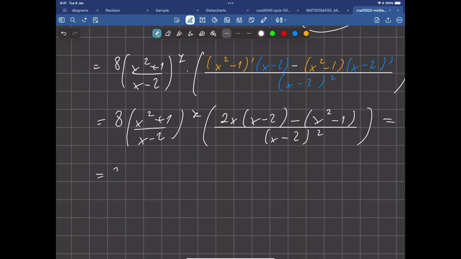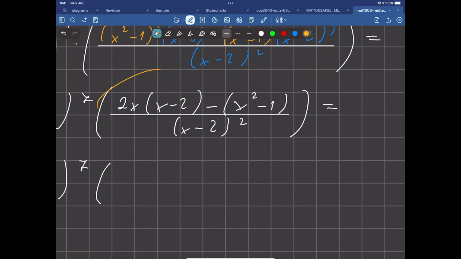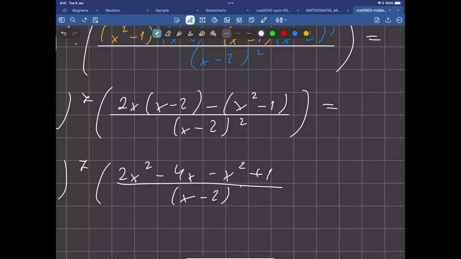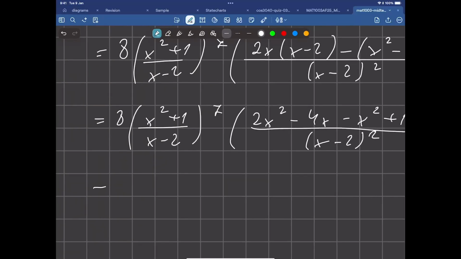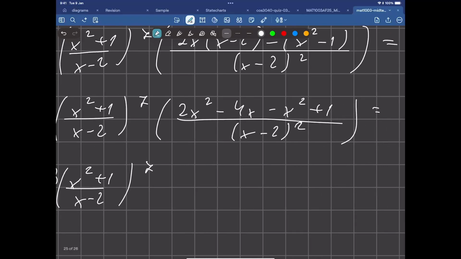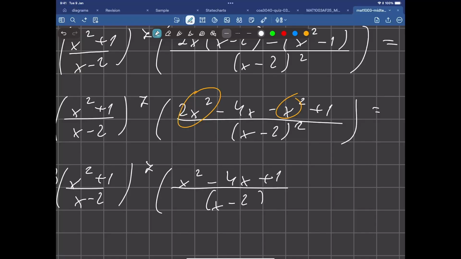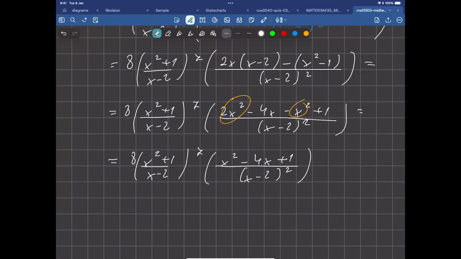Okay? Keep going. 8 times (x squared plus 1 over x minus 2) to the power of 7 times. And now I'll just expand the brackets. Again, I'll do that very quickly because I don't want to repeat myself. 2x squared minus 4x minus x squared minus 1 over (x minus 2) squared. 8 times (x squared plus 1 over x minus 2) to the 7th times, and now I just subtract these, so that's going to be x squared minus 4x minus 1 over (x minus 2) squared. And that's your final answer.